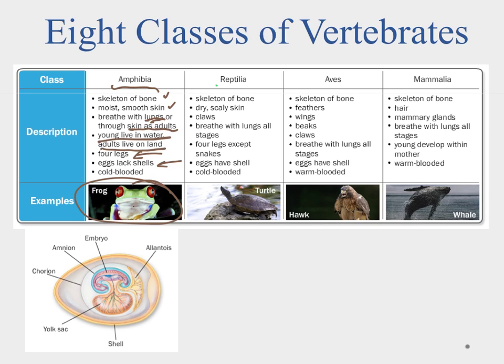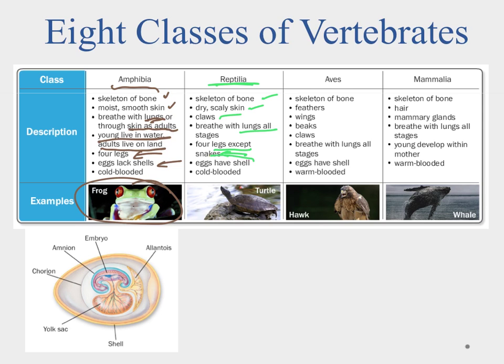Next up are the reptiles in the class Reptilia. These also have a bony skeleton, which we'll see in all of them, but the reptilians have a dry, scaly skin. So unlike the wet, moist skin of the amphibians, the reptiles can actually hold more moisture inside of them. They tend to have claws, they do have lungs, and they breathe with their lungs at all stages. They do have 4 legs, except for the snakes, which have degenerated those legs away.